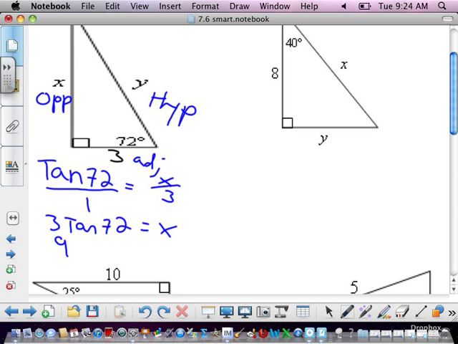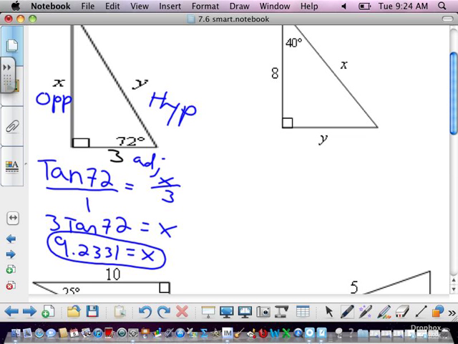So let's round it to 4 decimal places. 9.2331. Yes? Yeah. Otherwise it won't work right. 3 times tan 72, end your parentheses if it doesn't already end them.